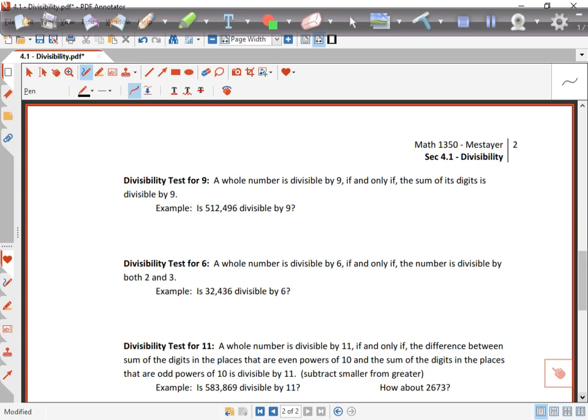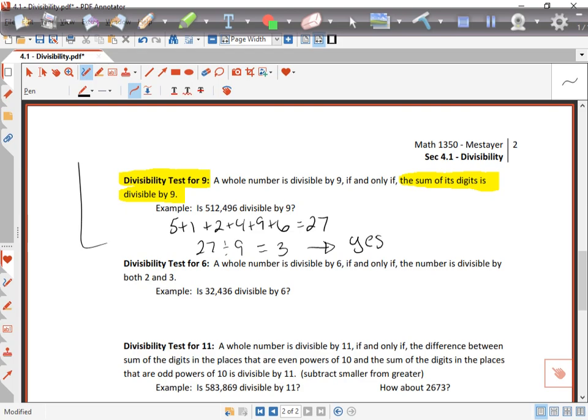Divisibility test for 9, like I said, I'm going to pair those together. This is very similar because, again, we're going to take the sum of the digits and see if it's divisible by 9. So I have 5 plus 1 plus 2 plus 4 plus 9 plus 6. When I did that, I've got 27. 27 is divisible by 9 to get 3. So, yes, 512,496 is divisible by 9.